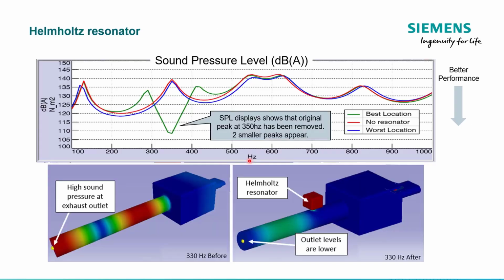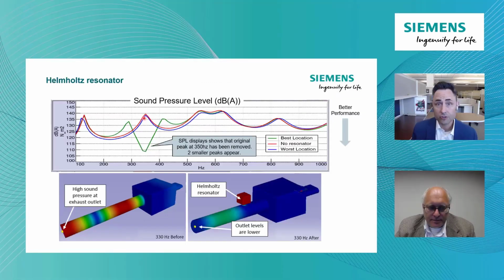Now you could place this any number of places on your duct, and like a tuned mass absorber, there are going to be good locations and bad locations. You see the original sound pressure level versus frequency here is shown in the red. We have this peak at about 350 hertz, and this is the problem we're trying to treat or control with this Helmholtz resonator.